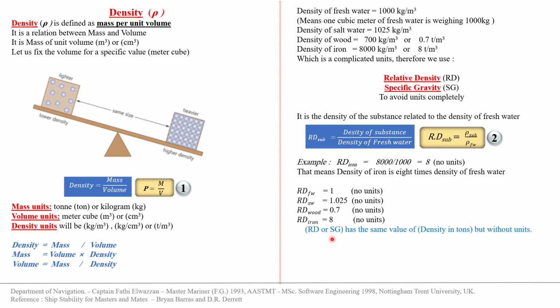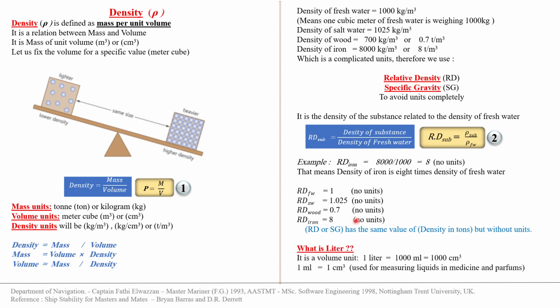It is a little remark here. In examples, or if you solve problems in density, if the relative density is given, you can use it as density, because relative density here is 8 for iron, and the density for iron is also 8. But if you use it as a density, you have to mention the units, and if you use it as a relative density, you don't need to use any units.